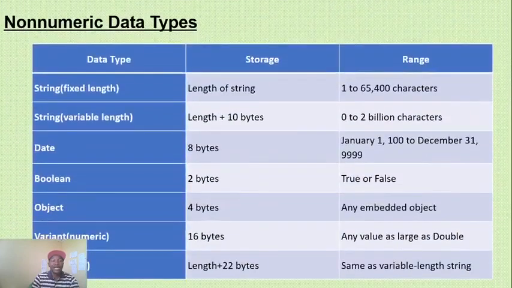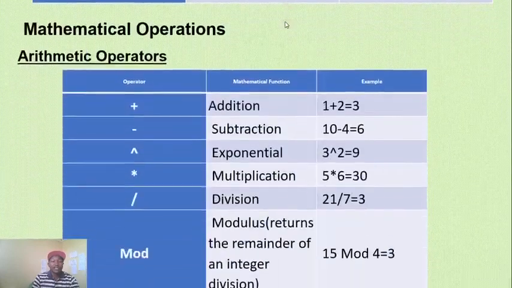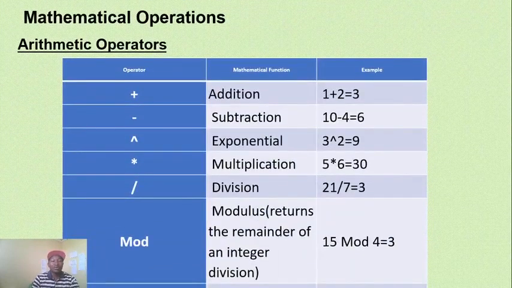Then we have the non-numeric data types in Visual Basic .NET. We have string fixed length, string variable length, date, Boolean, object, variant numeric, variant text. Therefore, you can also go through this schedule. Then we have mathematical operators or arithmetic operators. Therefore, we have the operator, the mathematical function, and an example.